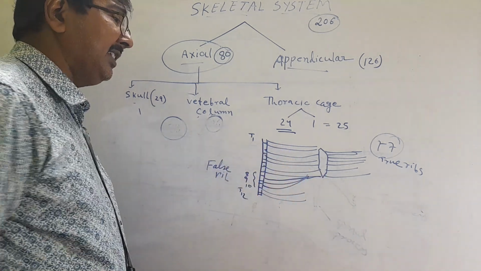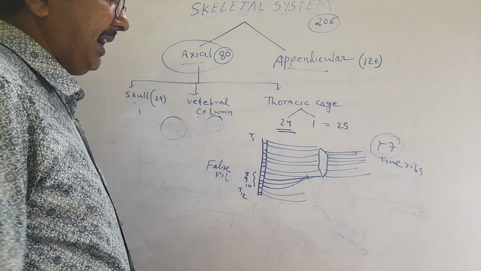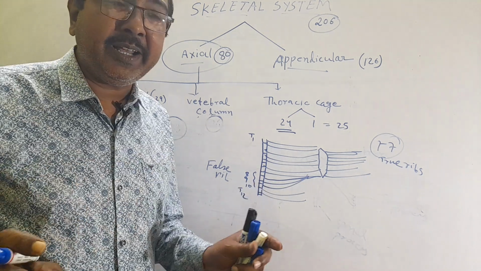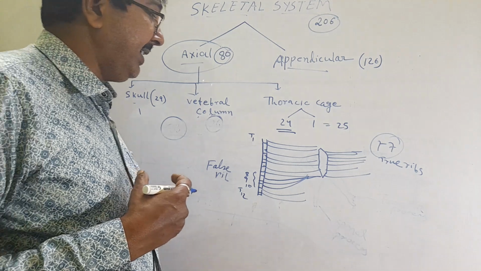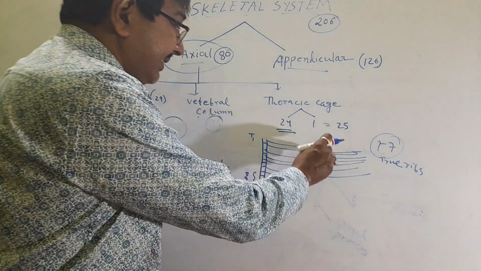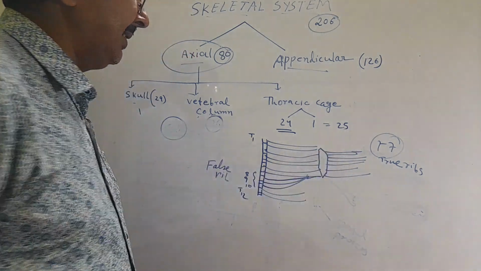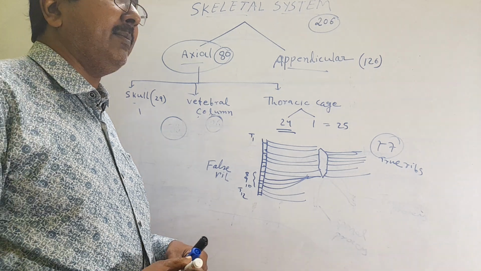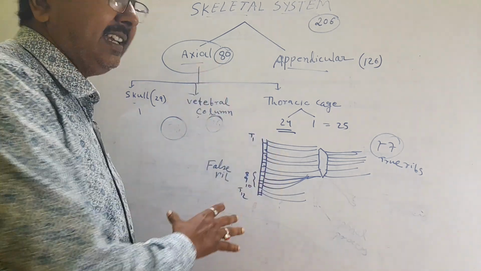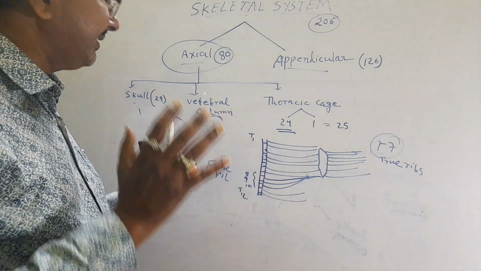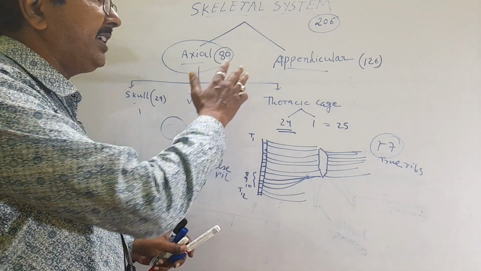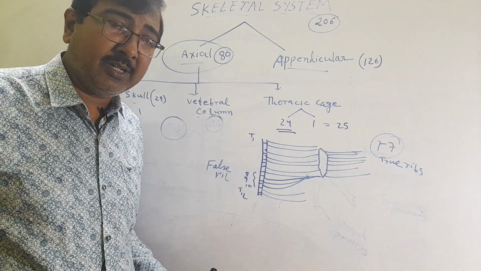That's about the ribs. The function of the rib cage is to protect our heart and lungs, very vital internal organs. And the sternum is attached with these ribs. That's about the axial skeleton. I think all of you understood. Next day, I will discuss the appendicular skeleton. Okay, students. Thank you.